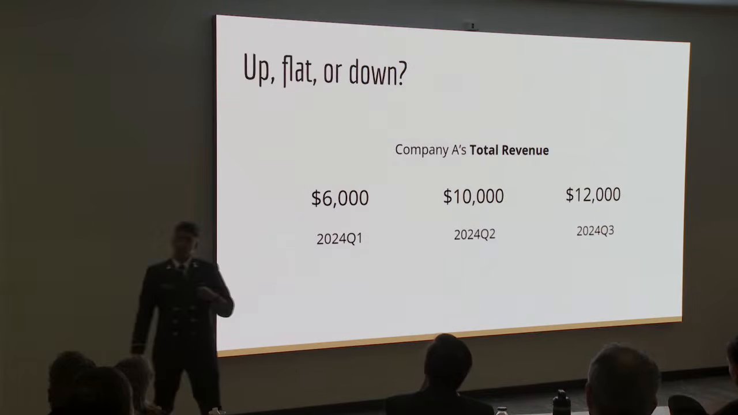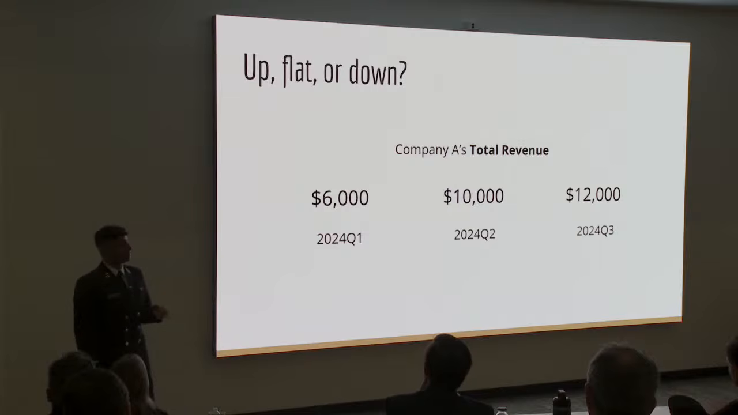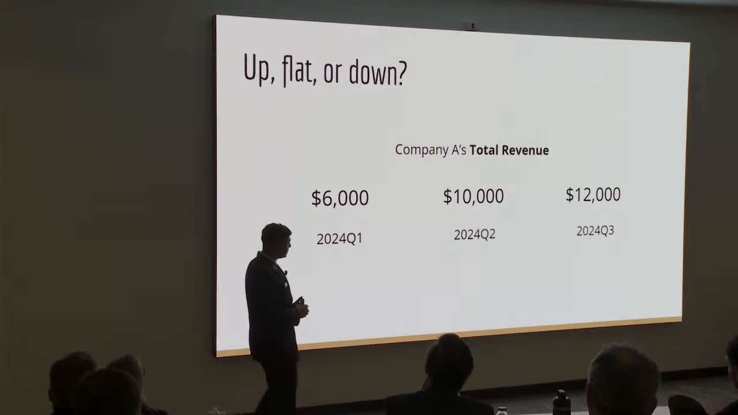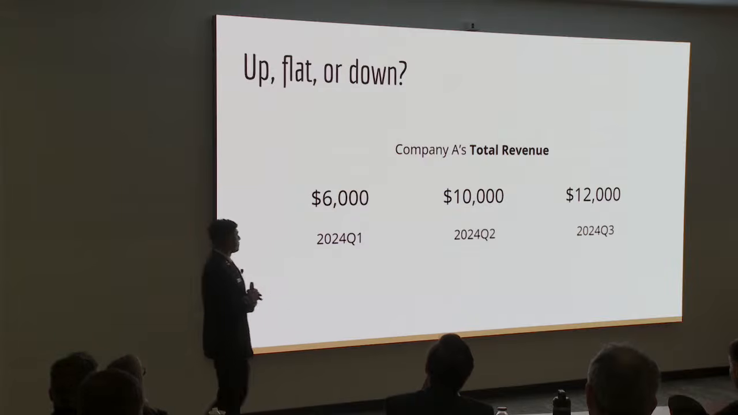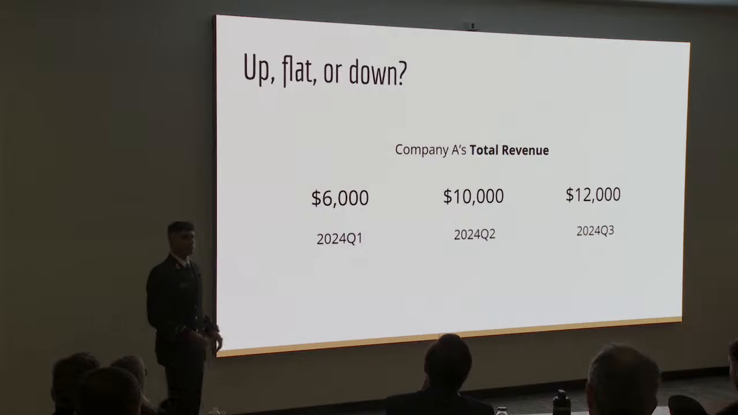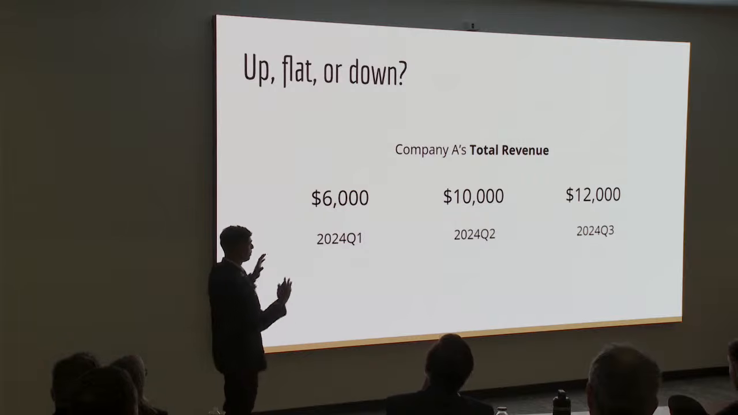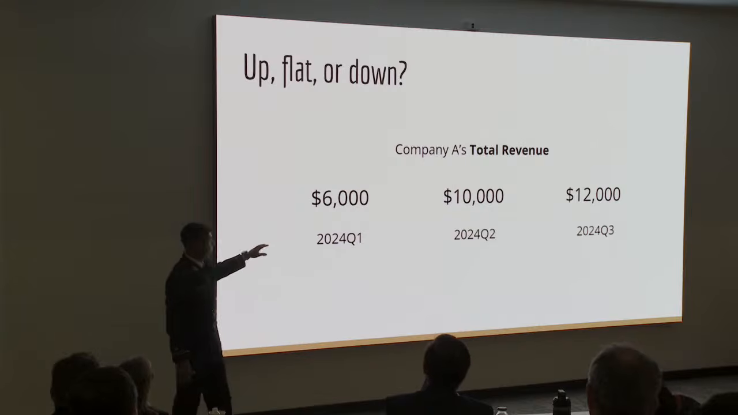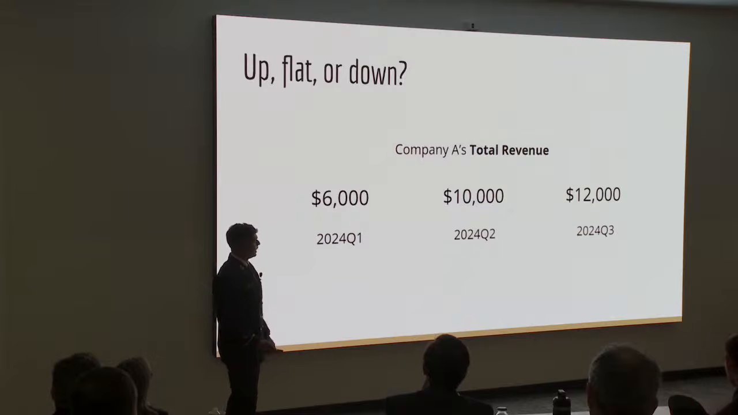And now we're going to see, what does up, flat, or down mean? So let's take company A, a random company, and investigate their total revenue across 3 quarters. $6,000, $10,000, $12,000. Look at one of these quarters and ignore the others. You can't tell a story of what that number means.